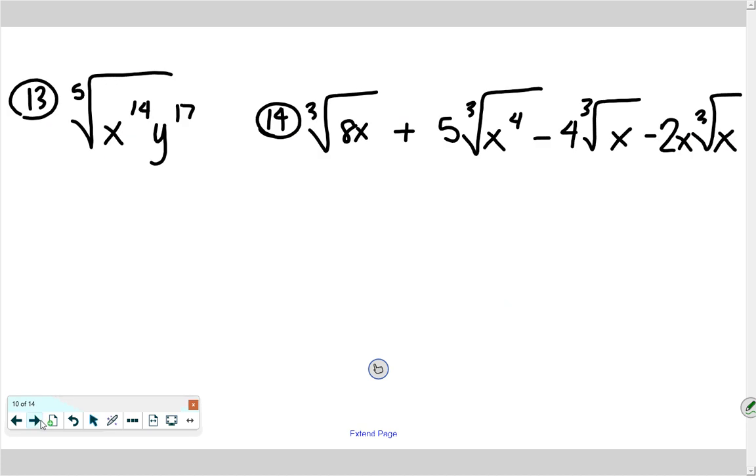Okay, number 10, same thing, but now we're dividing by 5. Divide by 5, divide by 5. So when I divide 14 by 5, it can go into there twice, which is 10. So there's how many left over? 4. And then 17 divided by 5 is 3, which is 15, right, with 2 left over.